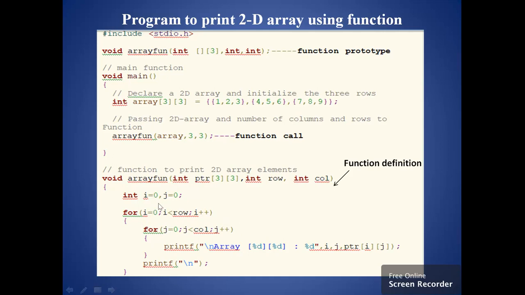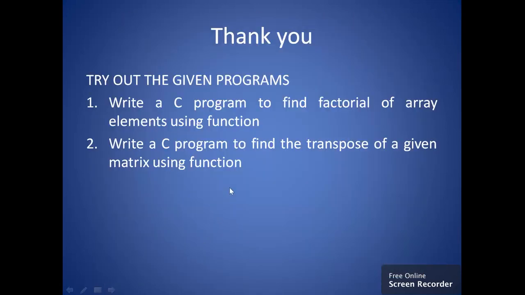Here we have to declare the variables i and j. Then we will use two for loops. These two for loops are used for pointing each element in the two-dimensional array. With the help of two for loops, all the elements will be printed. Then this is the end of this section.